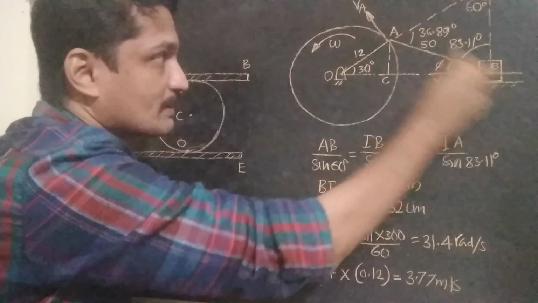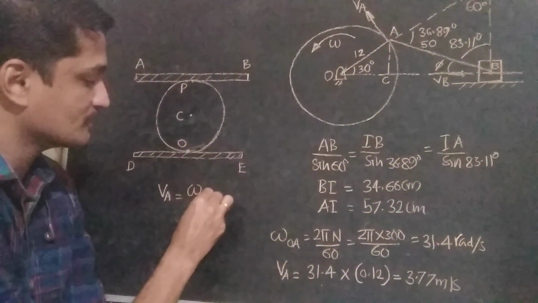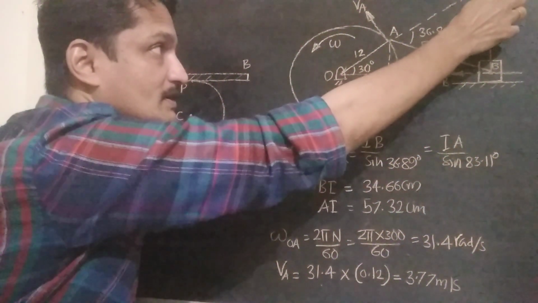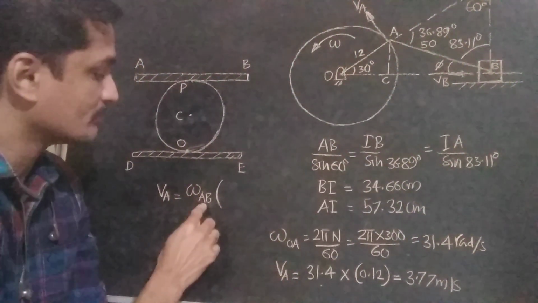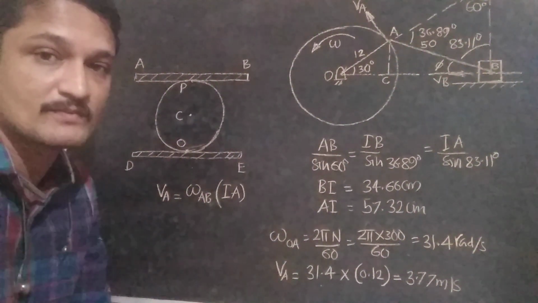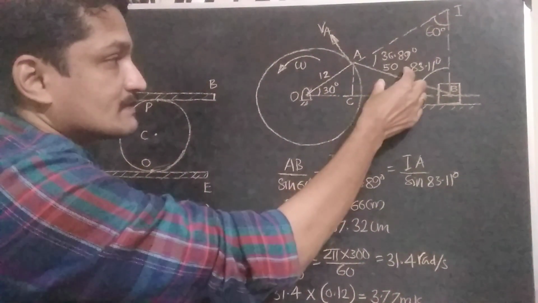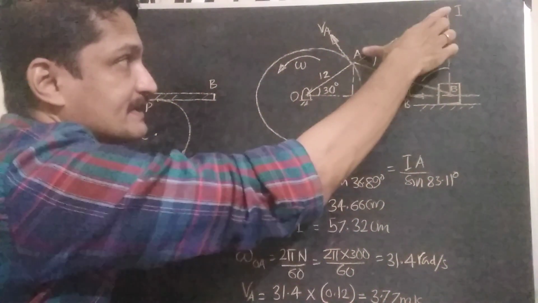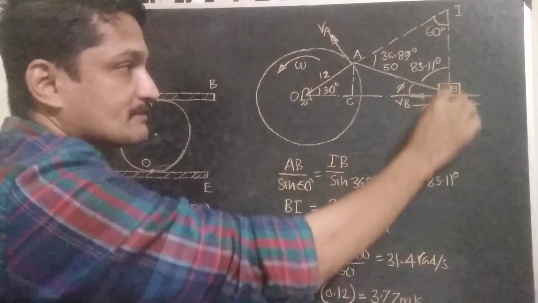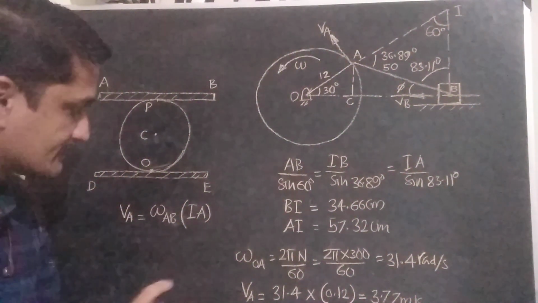Next, in the same way, when point A is a point in the connecting rod, then VA is equal to omega AB into IA, where omega AB is the angular velocity of the connecting rod with respect to the instantaneous center. Omega AB into IA is the velocity of A, and omega AB into IB is the velocity of B. That is the concept of instantaneous center.